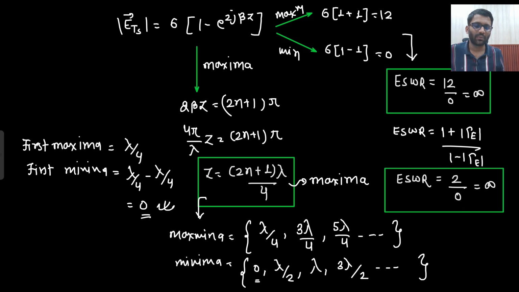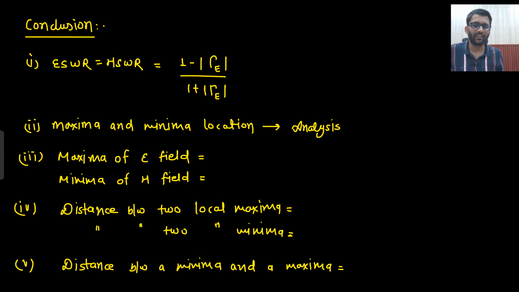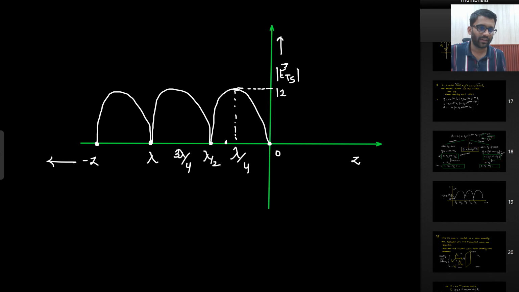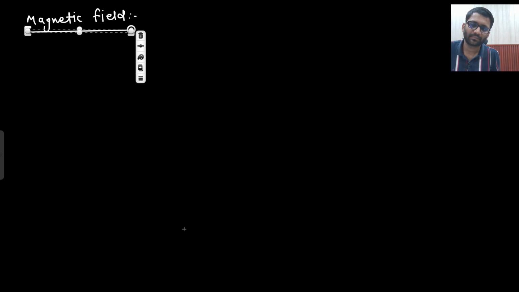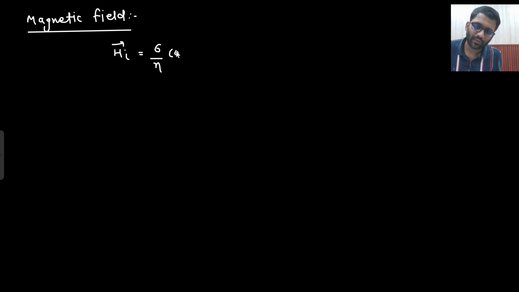We studied with respect to only electric field. Now we need to study it with respect to magnetic field. Okay. So I will add 2 more pages. We need to study it with respect to magnetic field as well. So let's study it with respect to magnetic field. So what will be my HI? That was 6 by eta cos omega t minus beta z ay cap, right?